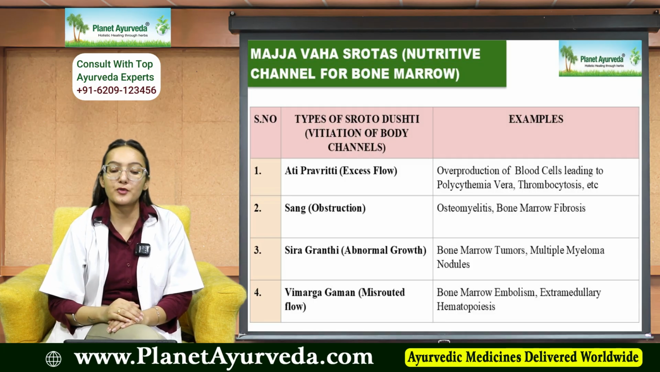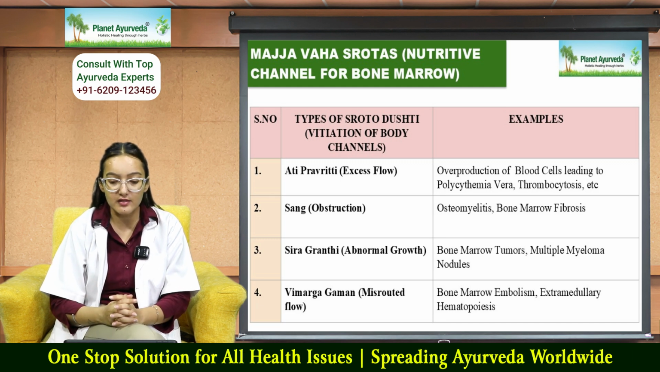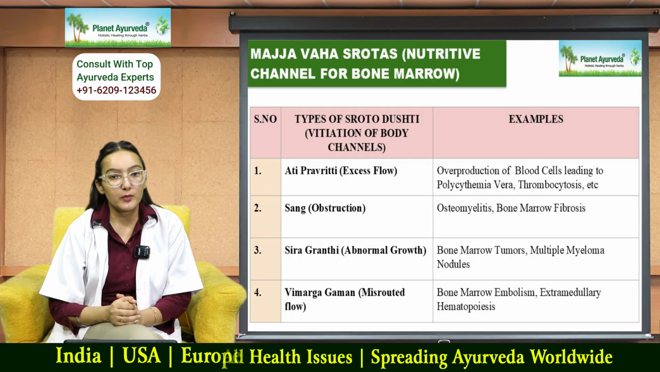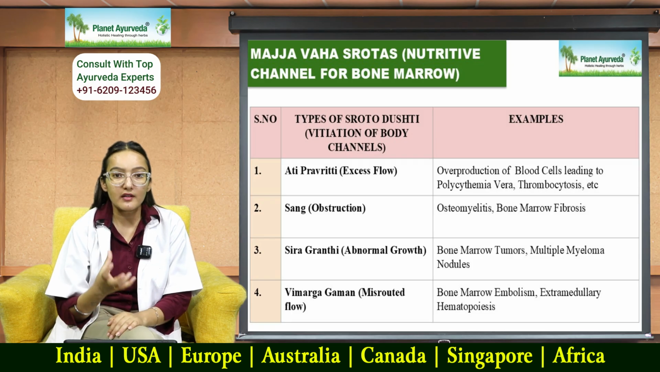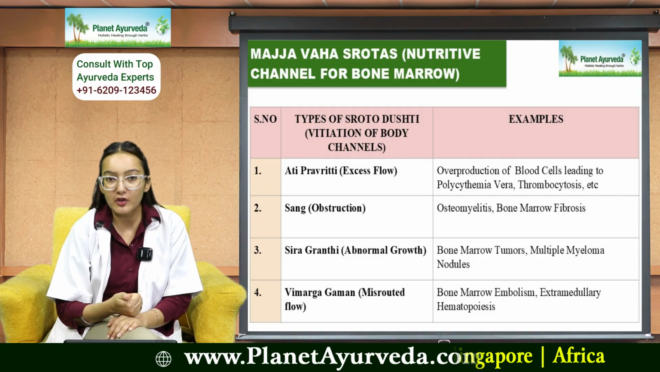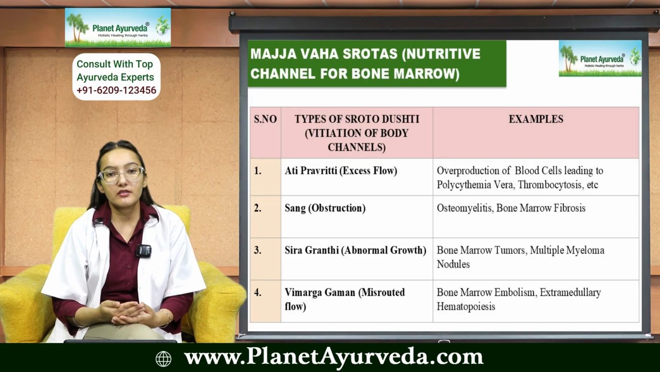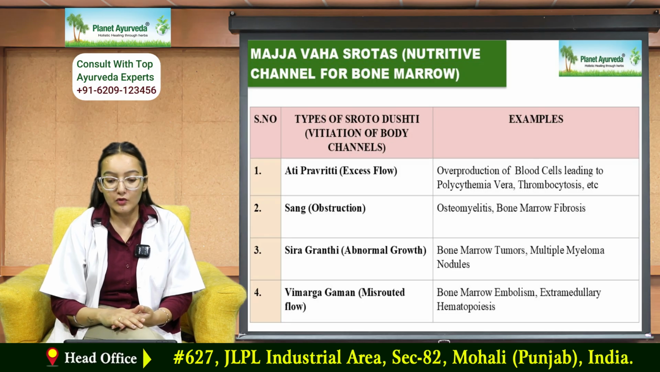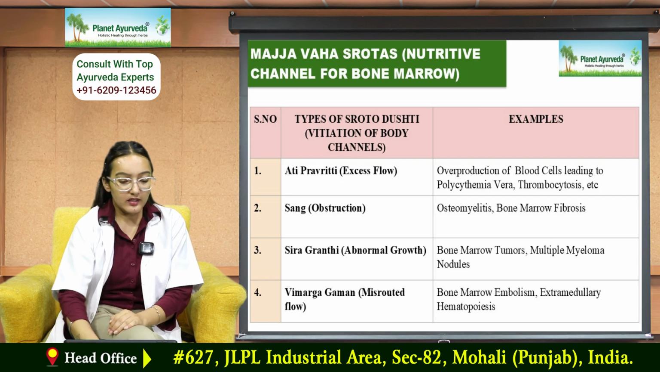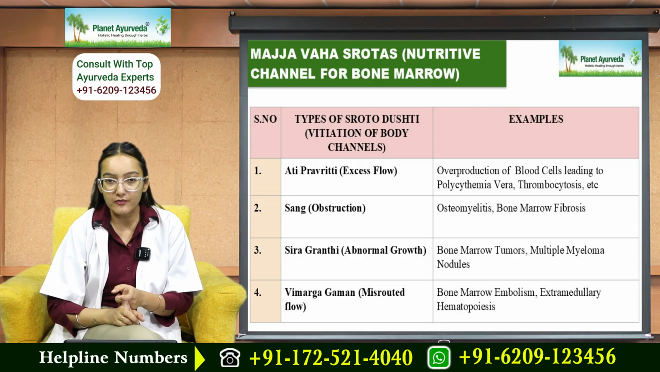Also, if there is obstruction in these channels, what is going to happen? Osteomyelitis will happen. Osteomyelitis is basically an infection due to fungi or bacteria. Then comes bone marrow fibrosis, where fibrous tissue forms in the bone marrow. It will again affect the production of blood cells like WBCs, platelets and RBCs. Then comes Siragranthi or abnormal growths. In abnormal growths, one may experience bone marrow tumors, multiple myeloma, nodules. Then comes Vimargaman or misrouted flow. In case of misrouted flow, bone marrow embolism will be there.